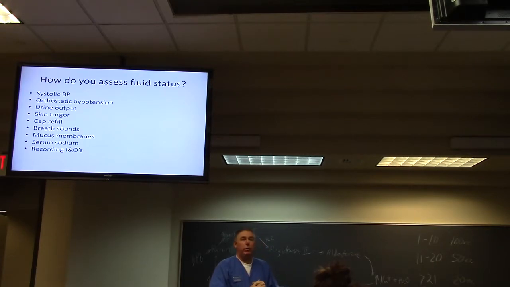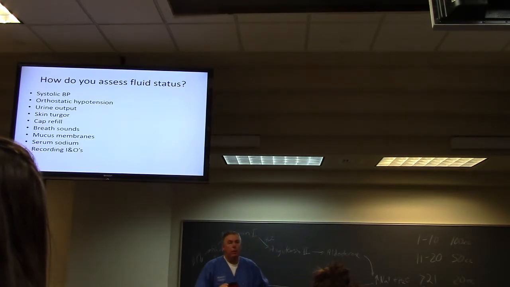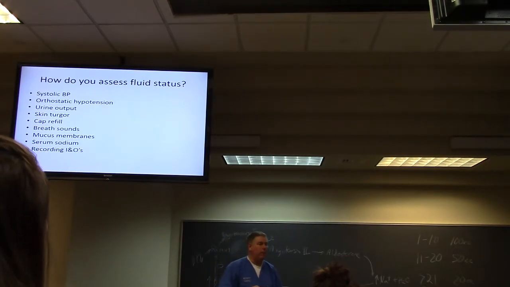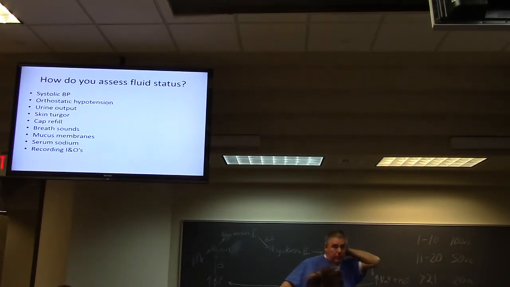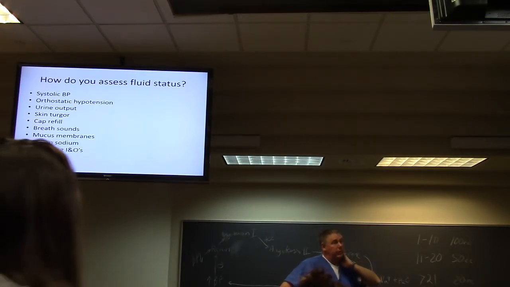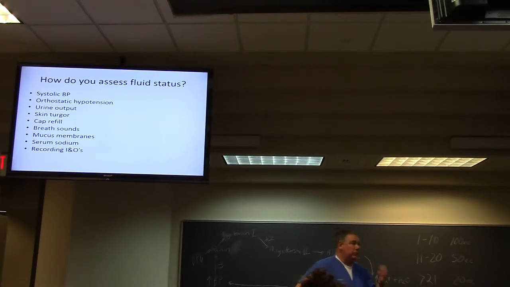Okay. All right, assessing fluid status. One of the easiest things to do is systolic blood pressure. In most folks, what you're looking for maintaining is a systolic blood pressure of at least 90 millimeters of mercury. Now, in an 88-year-old little old lady, sometimes their normal systolic blood pressure is at 90. But most adults have a pressure of at least 90 systolic.